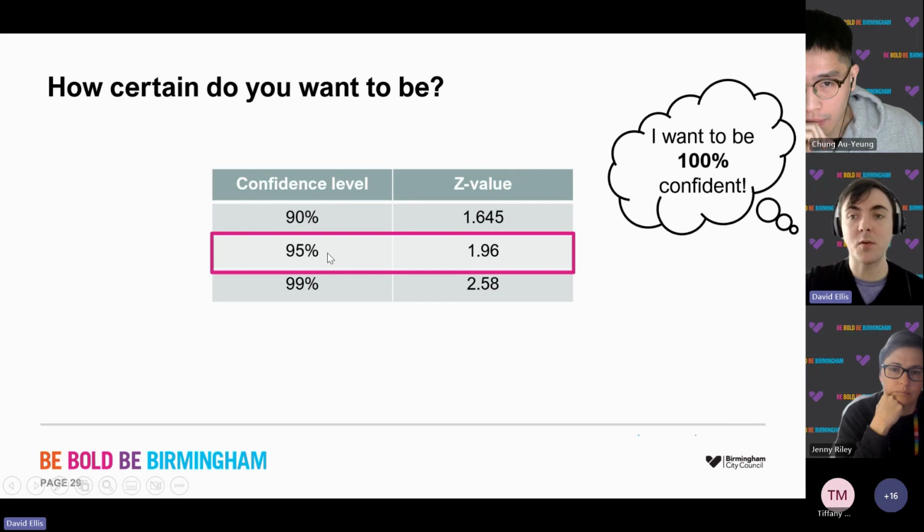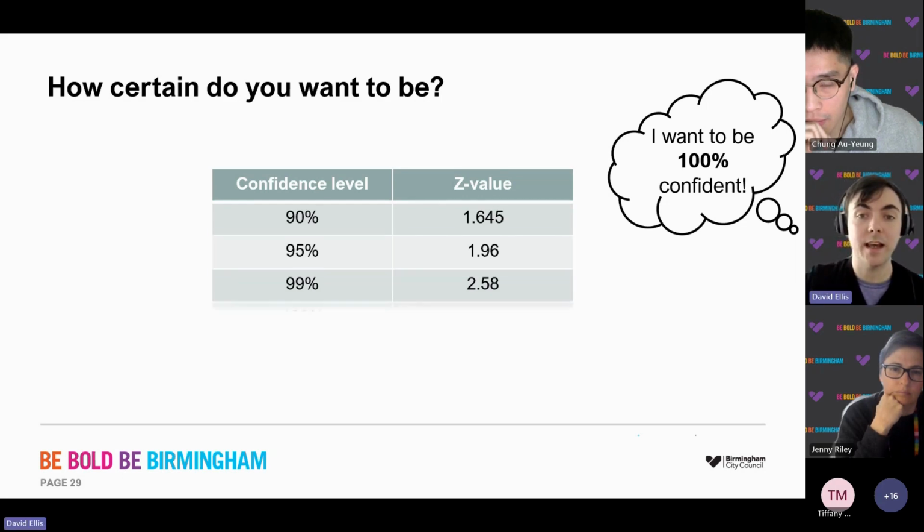Now, I know some of you might be thinking, I want to be 100% confident. I want to have the best statistics in the world. Well, we can calculate what Z value will give us 100% confidence, and actually it comes out to be infinity. Why is this? Again, because every measurement we have has an inherent uncertainty. And if you want to contain all of the possible values for the true value of that measurement, you have to essentially have an infinitely large error bar.